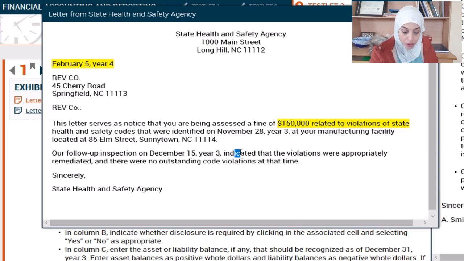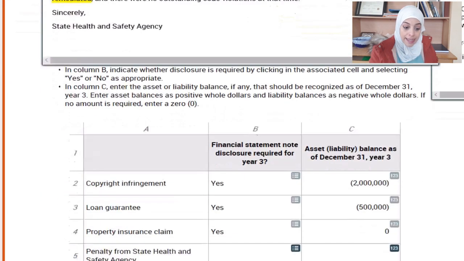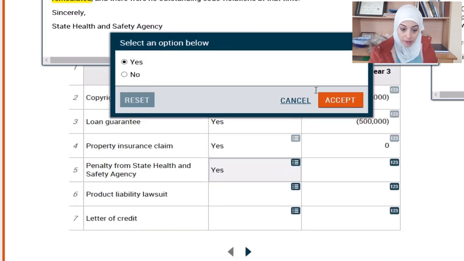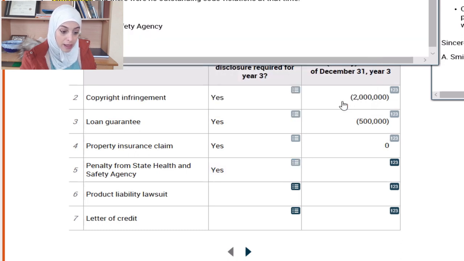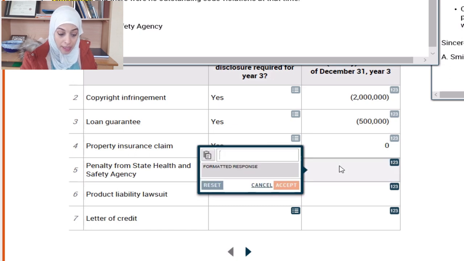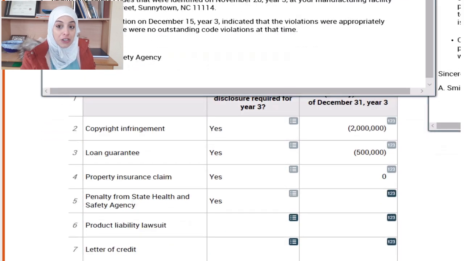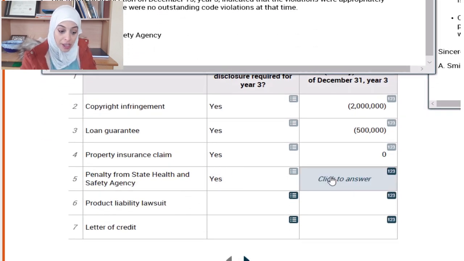So they were resolved and there are no outstanding violations as of February 5th, the date of this letter, okay? Regarding the disclosure, whether a disclosure is needed or not, yes, a disclosure should be inserted in the financial statements. There should be a disclosure of the nature and the amount of the loss, because there was a penalty, a fine against them for violating the terms, okay? So there should be a disclosure about this in order for the financial statements not to be misleading and to disclose this item properly.